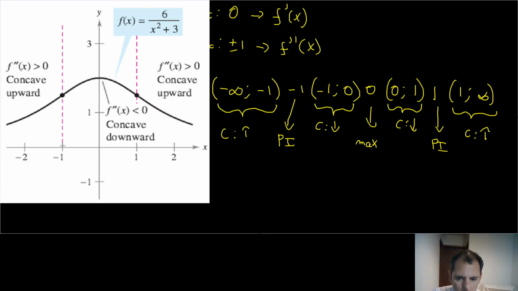So -1 here is a point of inflection where the concavity starts going down. And from x equals -1 to x equals 0, the concavity is down. I said that 0 was going to be a maximum. There you go. 0 is the maximum here. It's funny. Look at that. It is a maximum here.